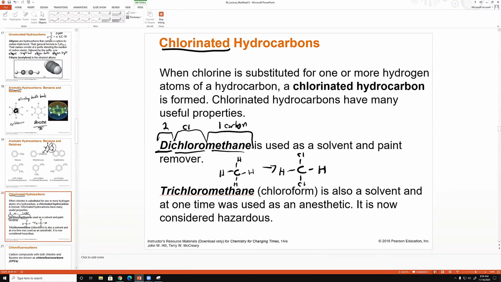Then you can have trichloromethane, otherwise known as chloroform. This will knock you out. It's basically the same concept: trichloro, 3 chlorines in a methane. And then you also have tetrachloromethane, which is known as carbon tetrachloride. So you can have those different names.